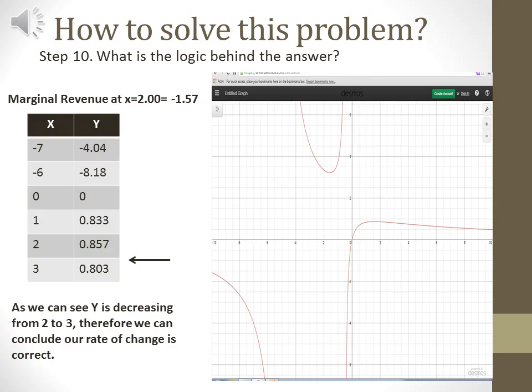So you're probably wondering, why is that negative? What is the logic behind the answer? Again, marginal revenue at x equals 2.00 equals negative 1.57 after we applied the IROC and AROC technique. But you're looking at the graph and you're saying, how does this make sense? Well, as you can see, we plugged in some points before, and look at the difference. Y is decreasing from 2 to 3. Therefore, we can conclude our rate of change is correct. It's negative. It is decreasing at that point in time.